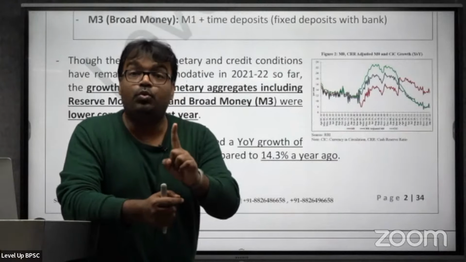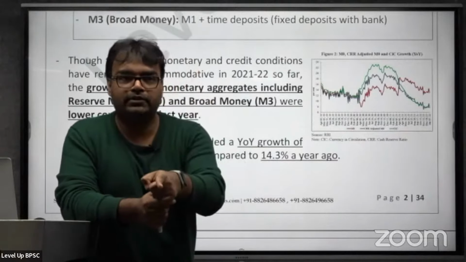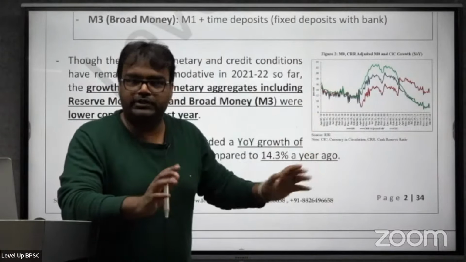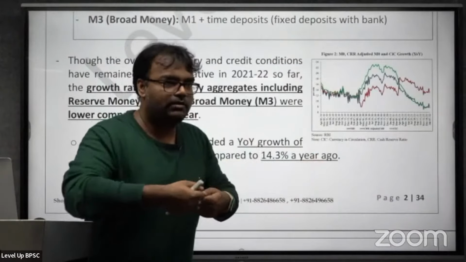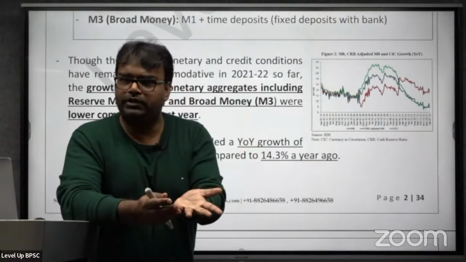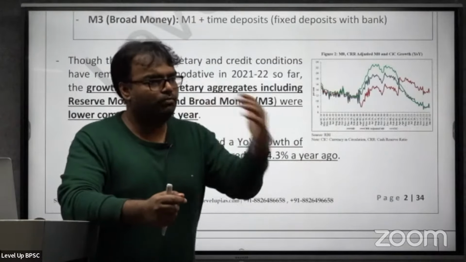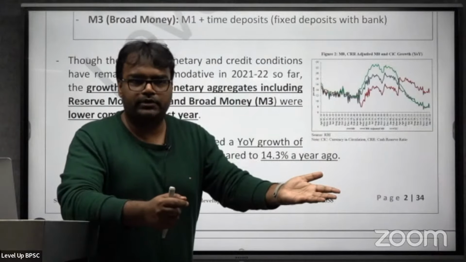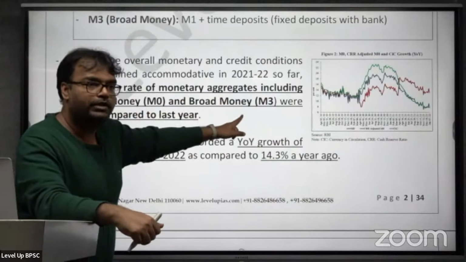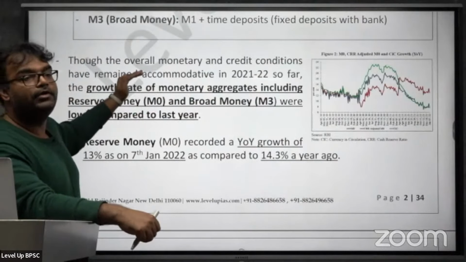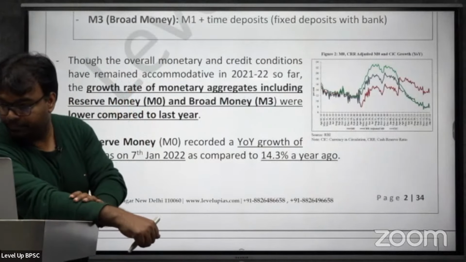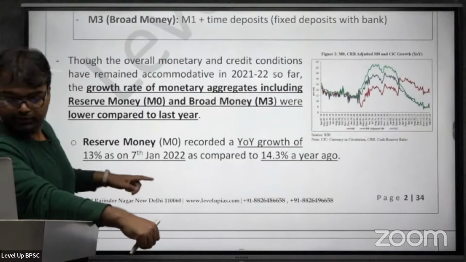Has it been decreasing? No. Growth has been decreasing. Please note this carefully. This is the growth rate. Money has not been decreasing. It is not that RBI is reducing money from the market, but the rate at which it grew in 2020 was higher. In 2020, during the economic crisis, RBI was trying to ensure more and more money in the economy. The growth of M0 as well as broad money has come down when compared to last year. This is one aspect that you should understand and keep with you.